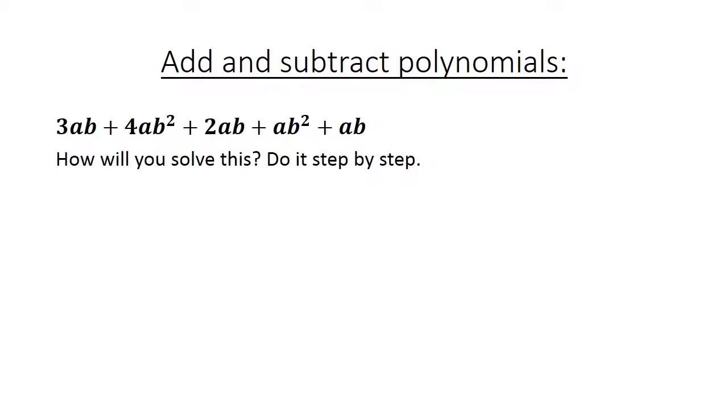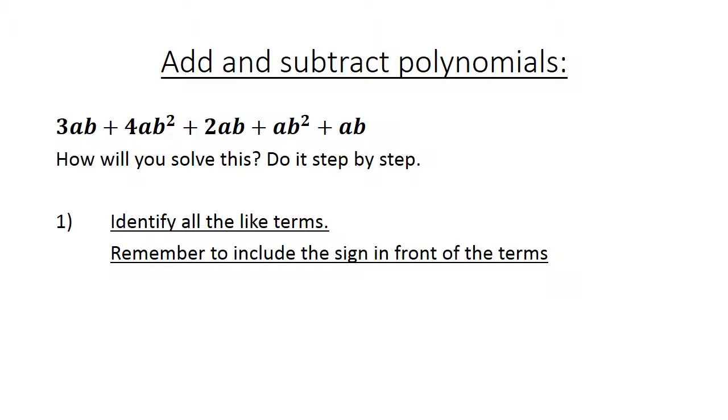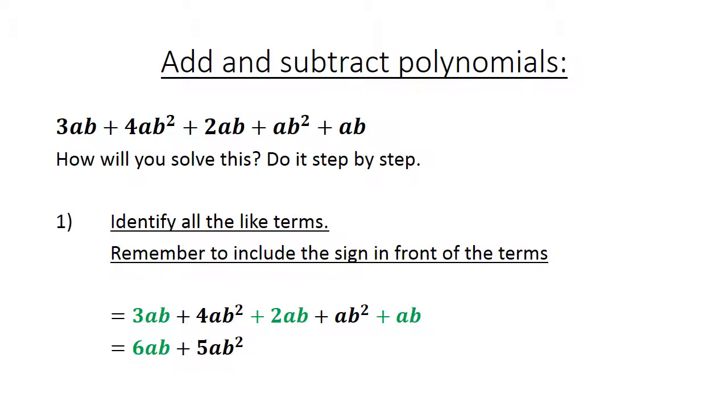More examples. We identify all the like terms and remember again to include the sign in front of your term. 3ab and plus 2ab and plus ab are like terms. 4ab to the power of 2 and ab to the power of 2 are like terms. Now we just add them all. 6ab plus 5ab to the power of 2.